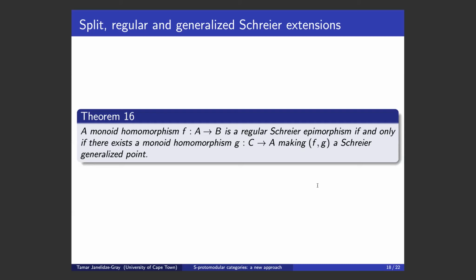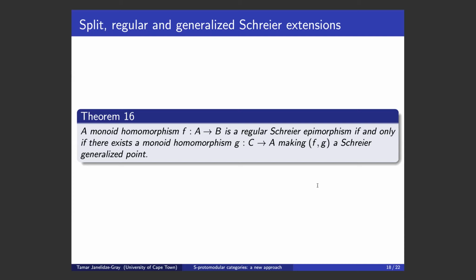All right, but now let's be a little bit more specific. What results do we have? Given a monoid homomorphism F from A to B, it is a regular Schreier epimorphism if and only if there exists a monoid homomorphism G from C to A which makes Fg a Schreier generalized point. So we have a connection between regular Schreier epimorphisms and Schreier generalized points.